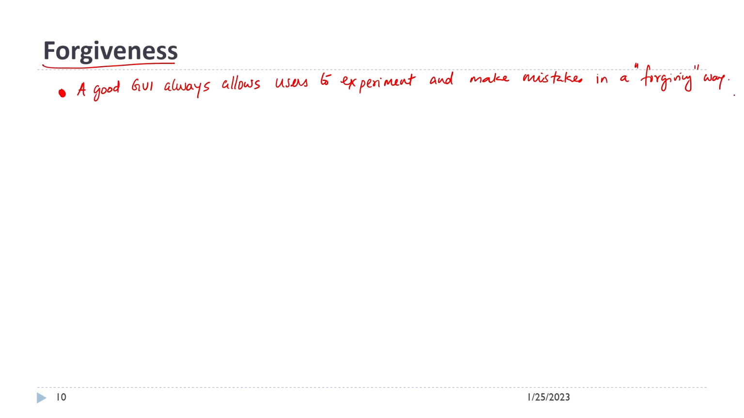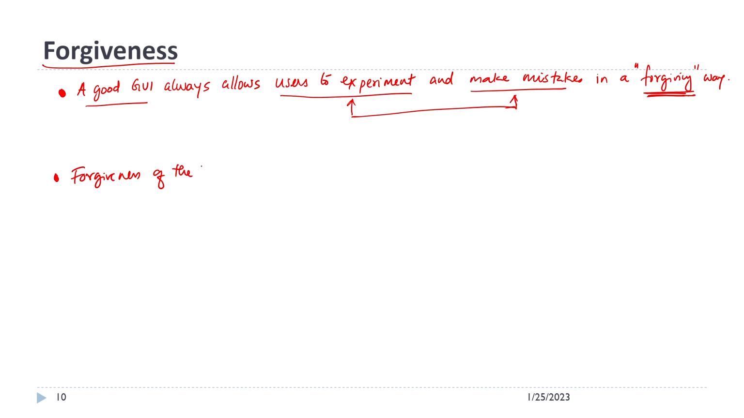Okay. So, a good GUI, when you call it a GUI, the biggest thing is it should be forgiving. Forgiving means it should allow users to experiment and make mistakes. These are two interconnected aspects. You should experiment and not all implementations will be successful. So, making the mistakes, and whenever this mistake happens, the user interface should be able to handle it in a forgiving way.